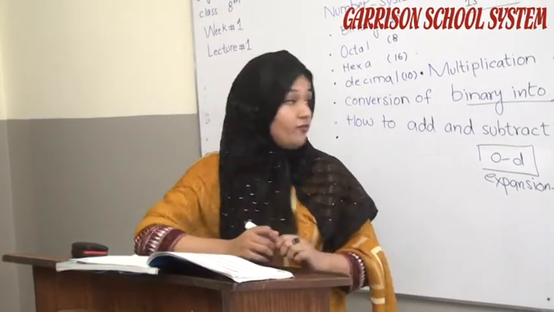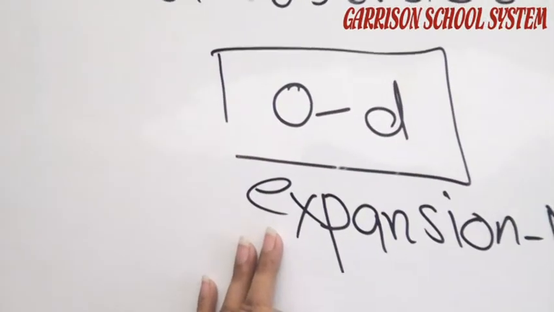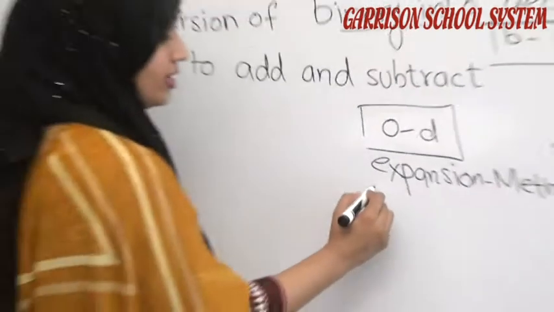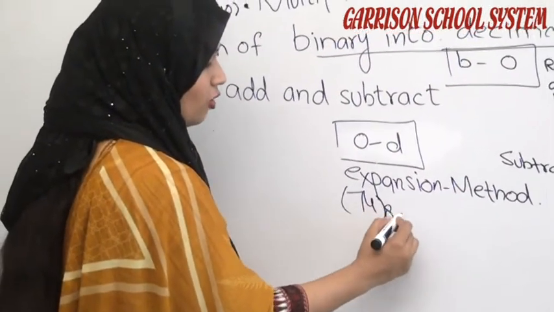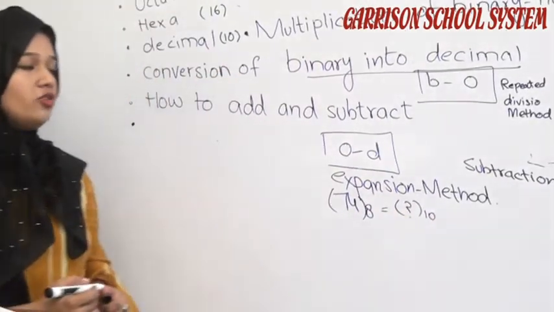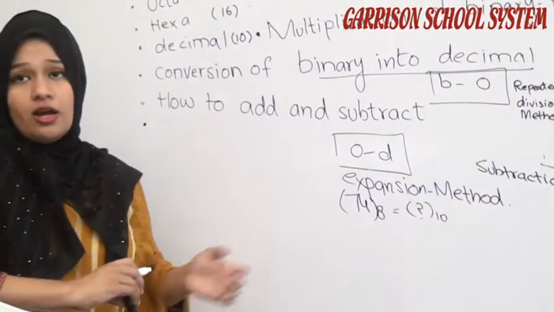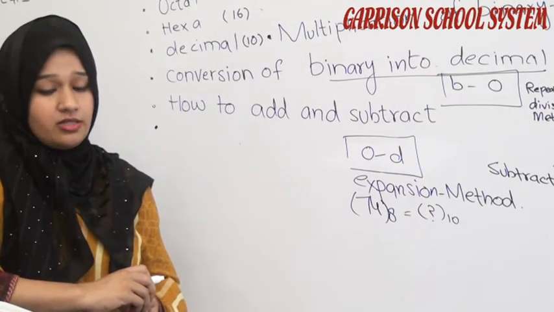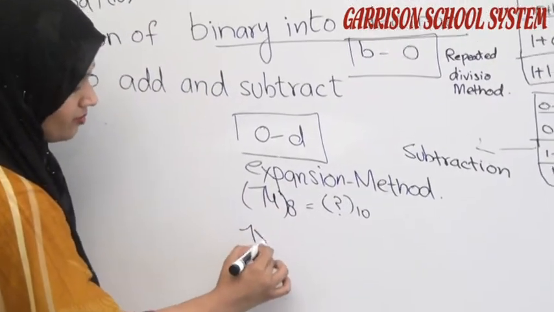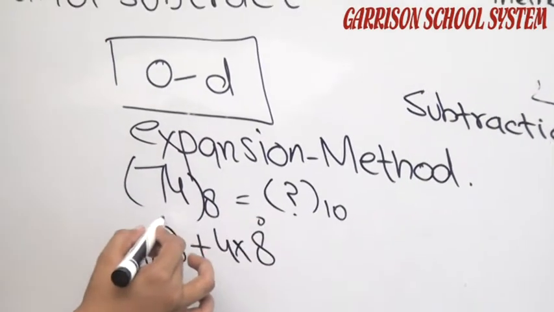When you convert an octal number into the decimal number system, you can use the expansion method. How can we use the expansion method in our questions? Suppose you have the example 74. This is an octal number and you can convert it into the decimal number system. First of all, you write this number using the base of the octal number system: 7 multiplied by 8 to the power 1 plus 4 multiplied by 8 to the power 0.